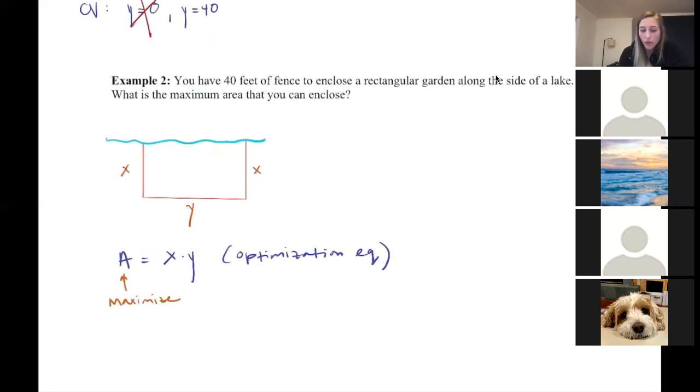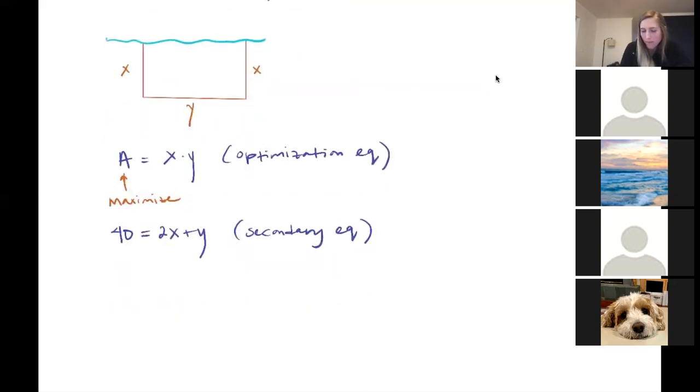So going back to the word problem, the given information, you have 40 feet of fence to enclose. So that means that the sum of those three sides needs to be 40, right? 40 must be equal to 2x plus y. That would be our secondary equation. And it's probably going to be easiest if we just solve for y.